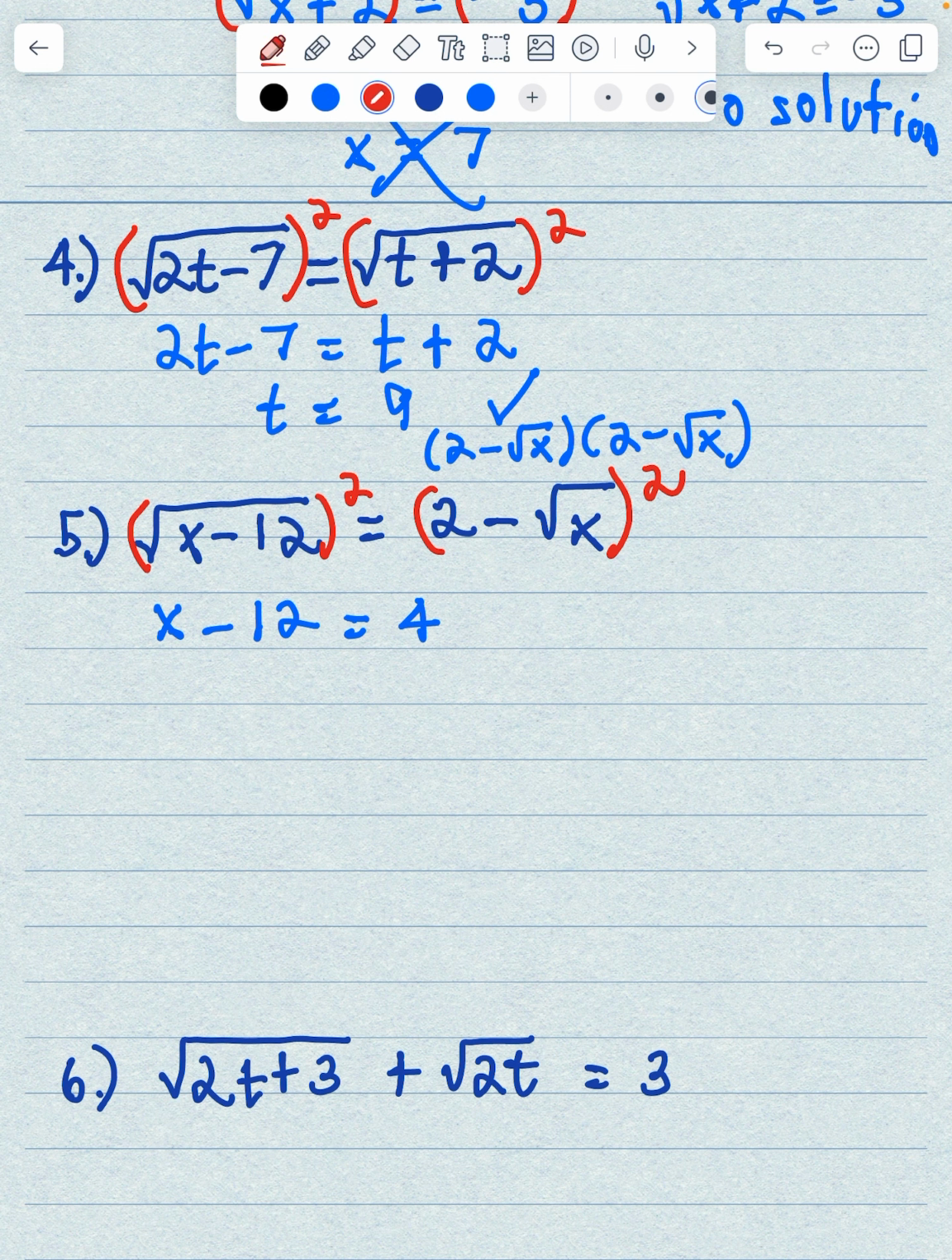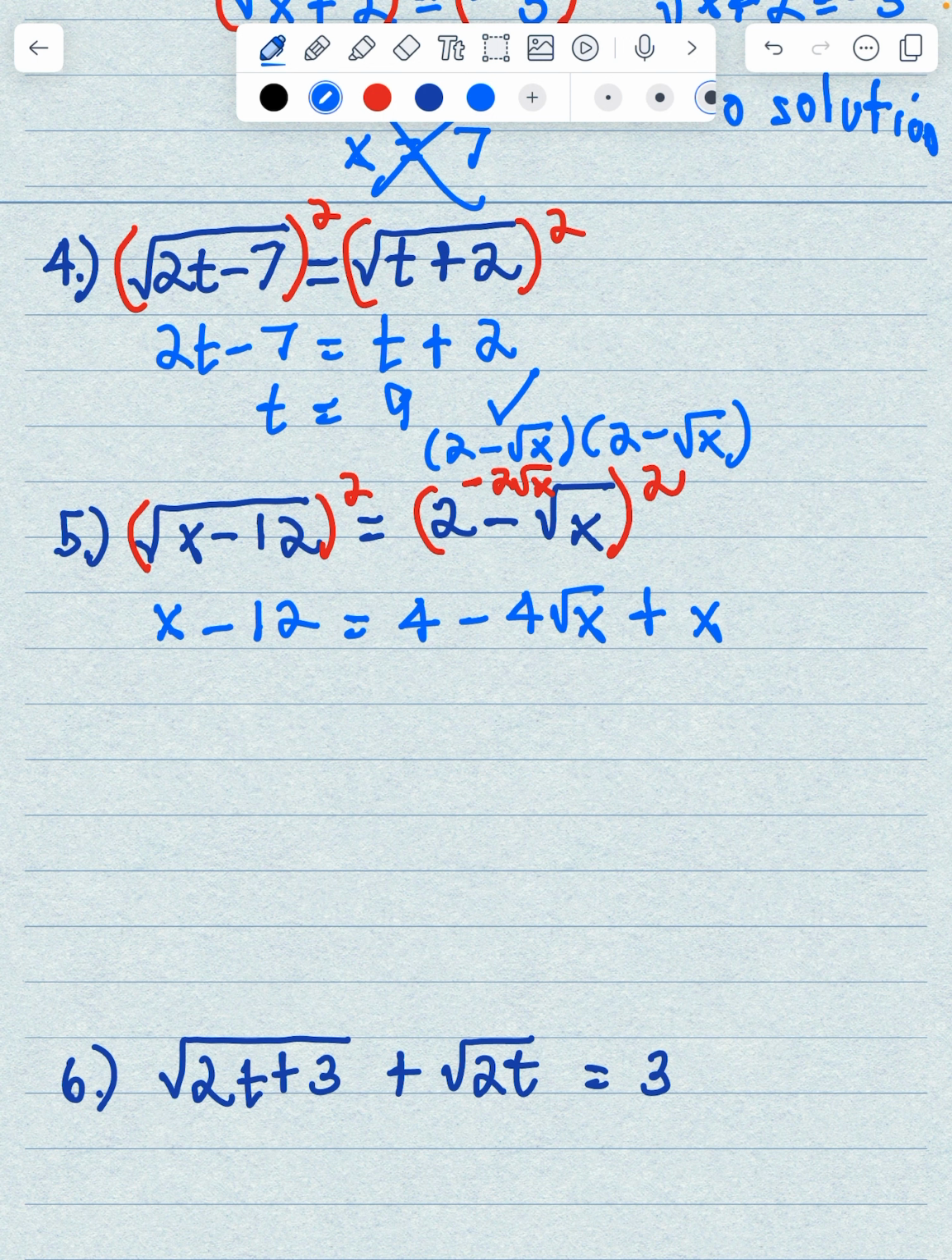Then I take the product of my two terms. 2 times the negative square root of x is negative 2 times the square root of x, and that is both your outside and your inside product when you do FOIL, so I always double that, and I have minus 4 times the square root of x, and then I square the last term, which gives me a positive x. So the good news is I got rid of one radical, but I still have one radical remaining.